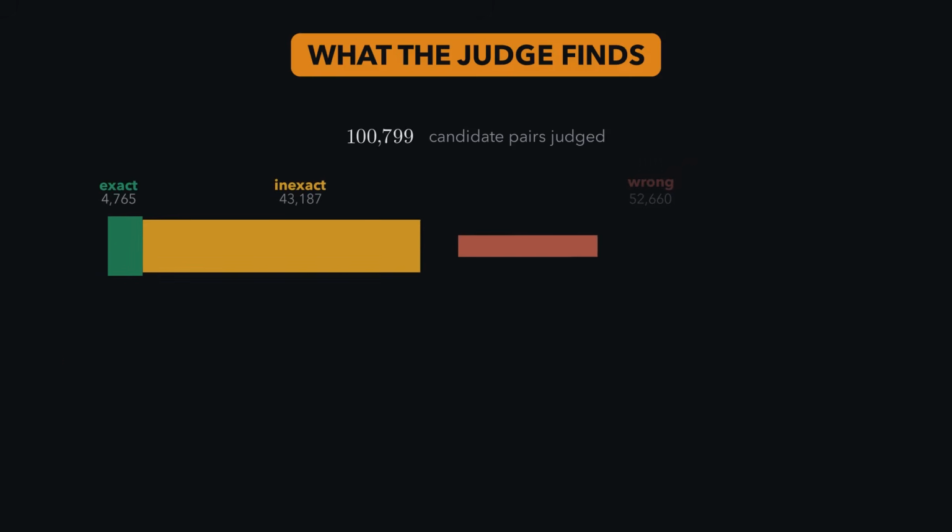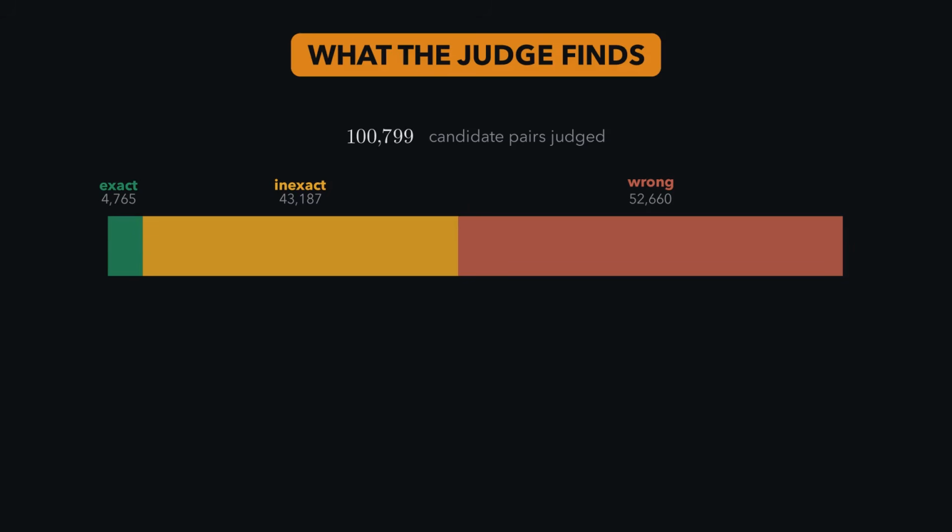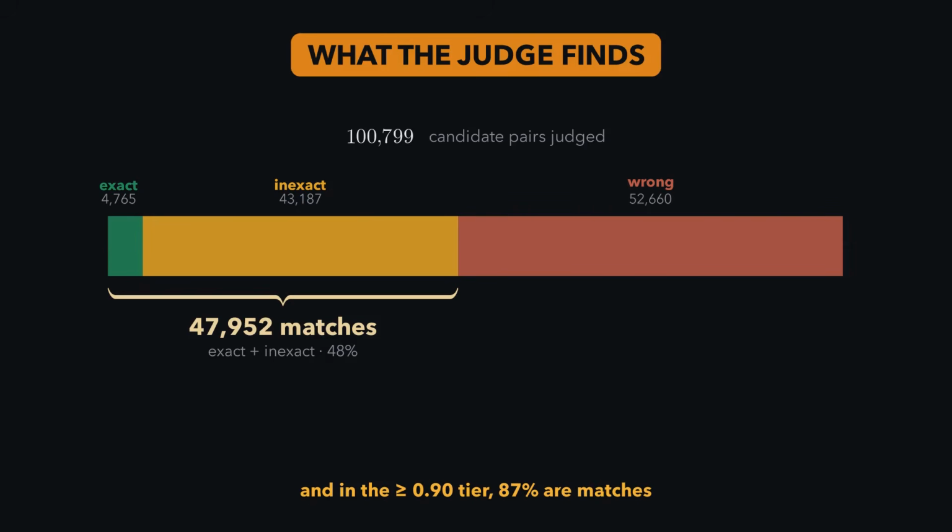And so, we judge all 100,000 candidates using this process. The verdict splits like this. We have a small core of exact matches, a large band of inexact ones, and the rest marked as wrong. We treat exact and inexact together as matches, and we find that across 100,000 candidate pairs, our judge affirms around 48%. In the very top tier, almost 90% hold up.